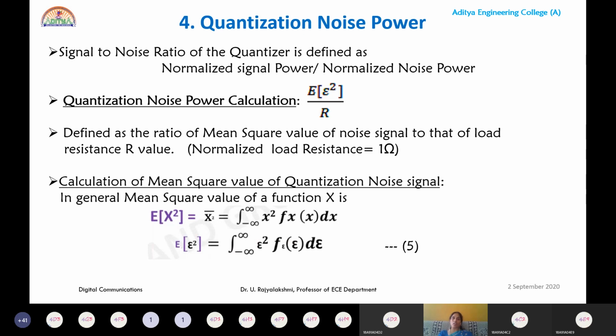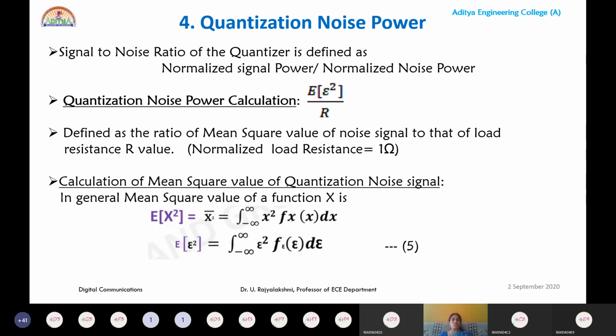We can also call it quantization noise power, under normalized inputs. Because here we are considering only quantization noise, we can define noise power as quantization noise power. Now, how can we define the noise power? It's defined as the mean square value of the noise signal to that of the resistance value. So how can you define noise power or quantization noise power?